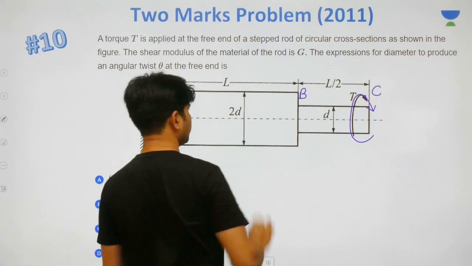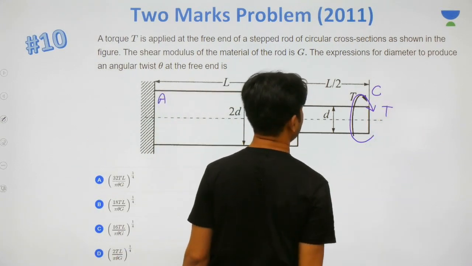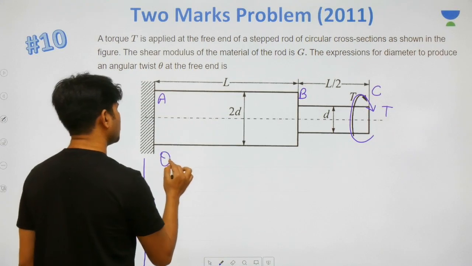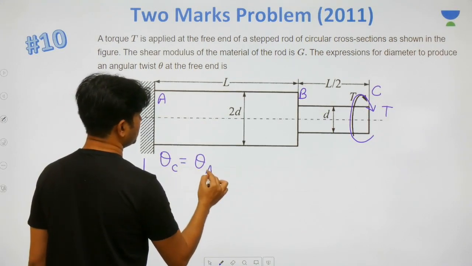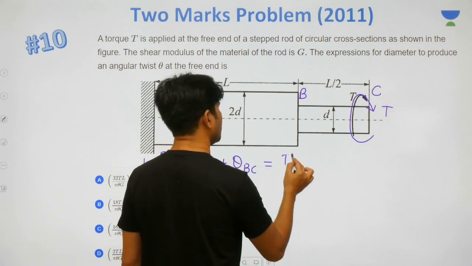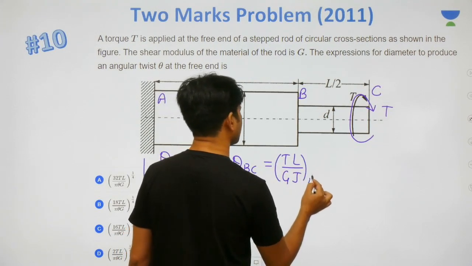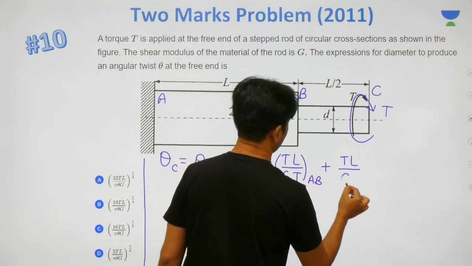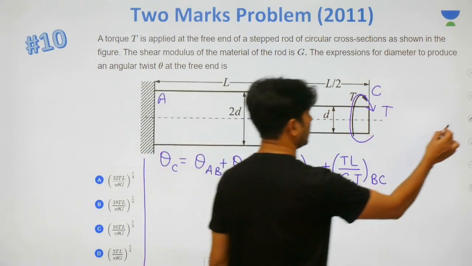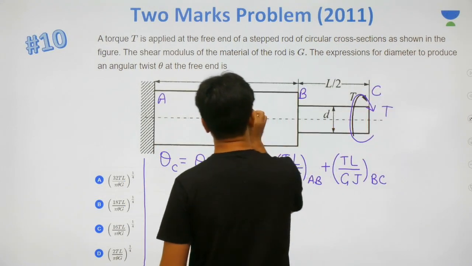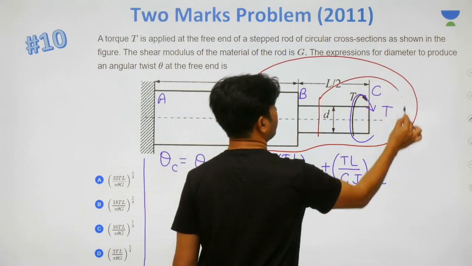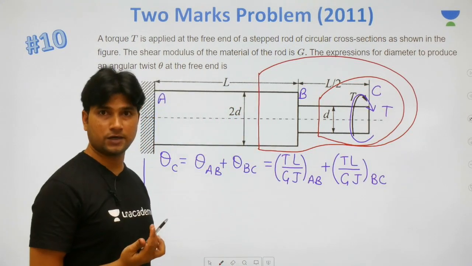here they are telling you the theta value at C, and they are asking that if theta value at C is theta, then what is going to be the diameter value? First of all, let us approach the theta value only. Theta at C can be written as theta AB plus theta BC. Now for theta AB and theta BC we are going to use the formula TL by GJ, naturally. And then you have the same twisting moment here, whether you calculate for the AB segment or for the BC segment.